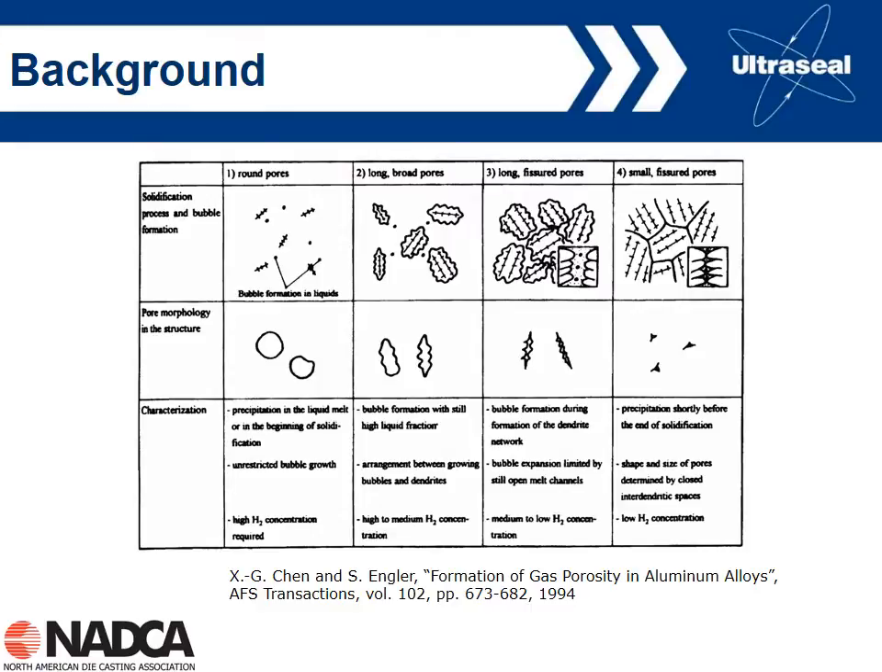What we're showing here is that just from one source, just from hydrogen porosity alone, we can get totally different shapes of porosity dependent upon when it forms in the solidification process. If it forms early, we'll get spheres. If it forms later, we'll get these jagged types of shapes.